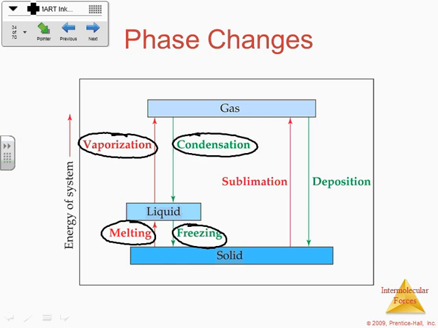Condensation is when a gas changes back into a liquid. Sublimation and deposition are the two you might not be as familiar with. Sublimation is when a solid changes into a gas. Deposition is when a gas changes back into a solid. Okay, so those are your different phase changes that you can have. And I'm pretty sure we talked about all those last year, so I think you should be good there.